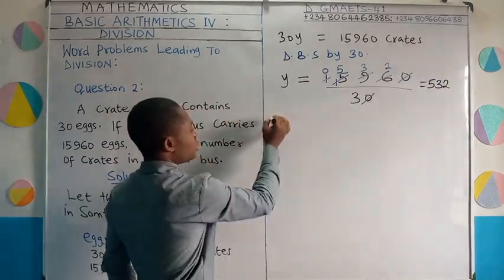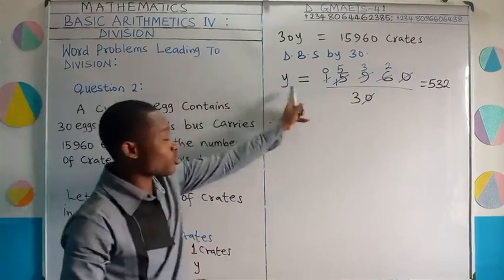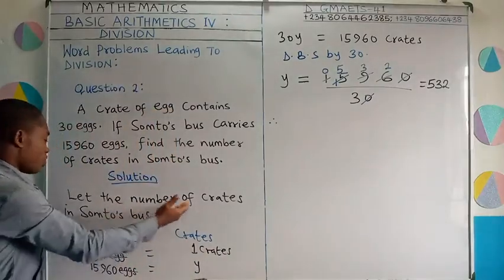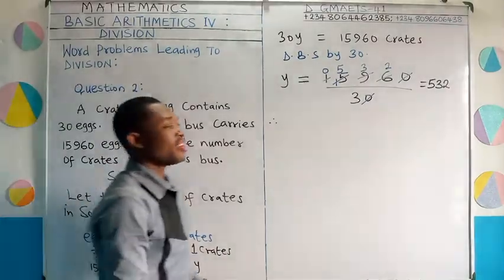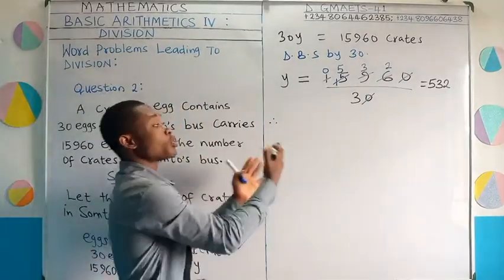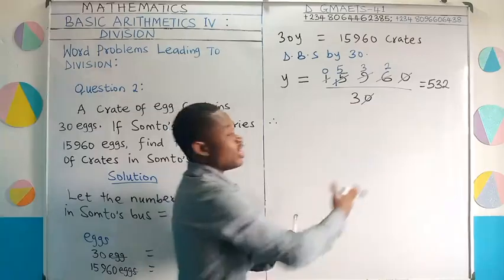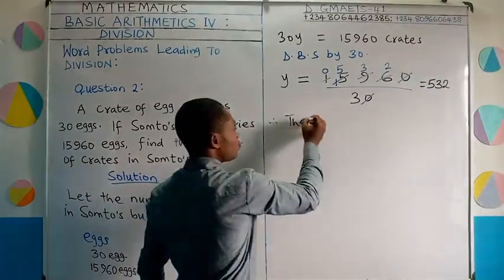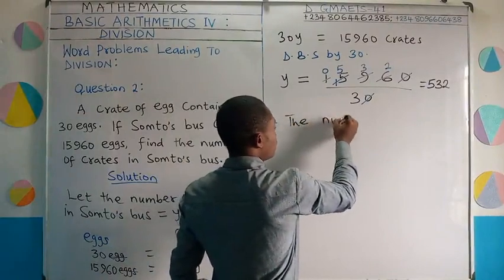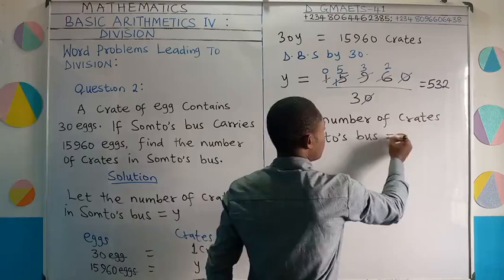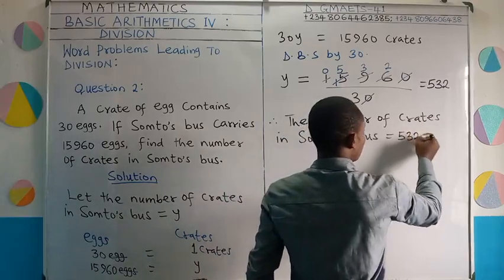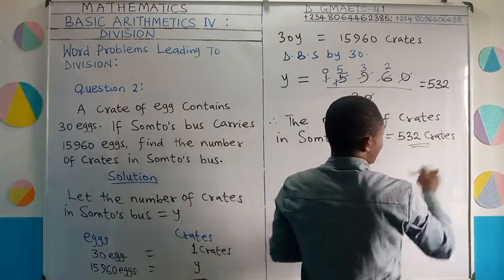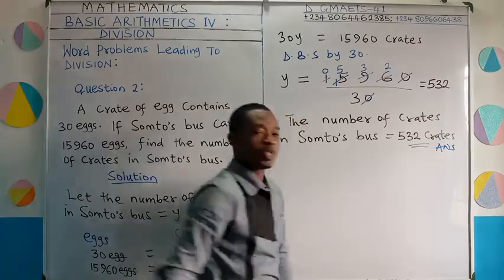We can now conclude. Remember, this y that we've gotten to be 532. Already we said that y should be the number of crates in Sunto's bus. Therefore, the number of crates in Sunto's bus, which we use y to represent, is simply equal to 532 crates. I'll conclude. And this is how we solve this problem.